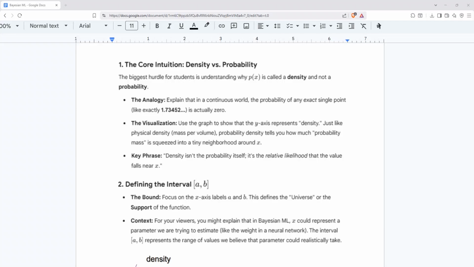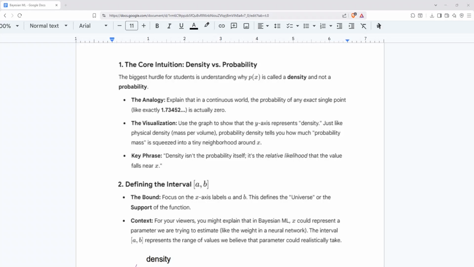Say we are measuring the height of a person. Now I ask, what is the probability that the height is exactly 170.001 centimeter? Not between a range, not approximately, exactly 170.001 centimeter. The answer here is 0 because height is continuous and it can take infinitely many values.